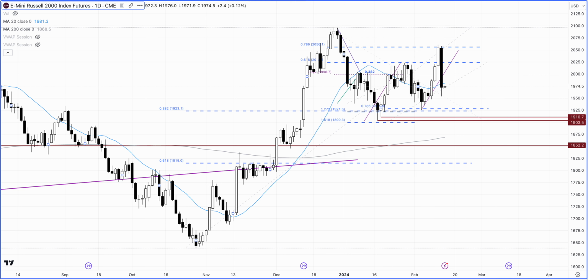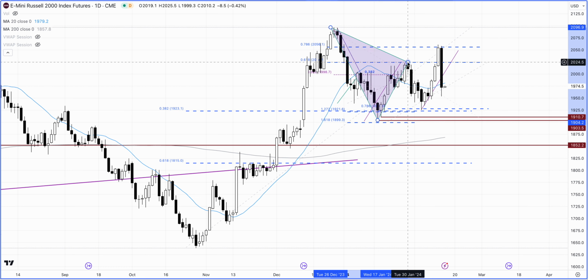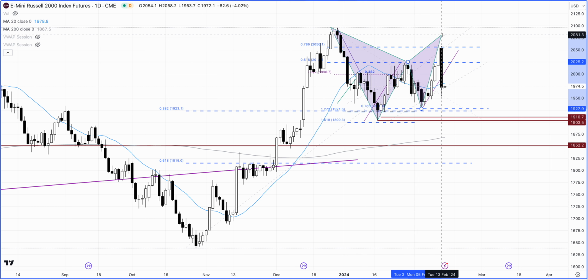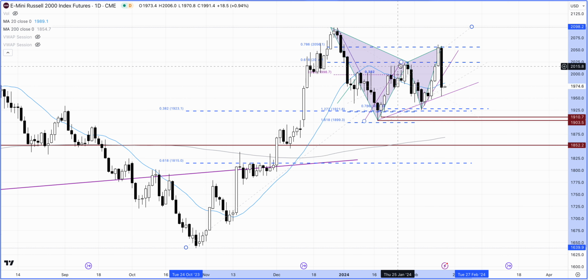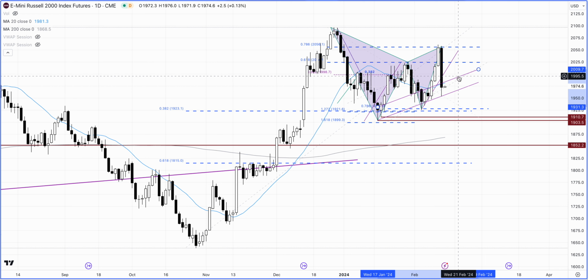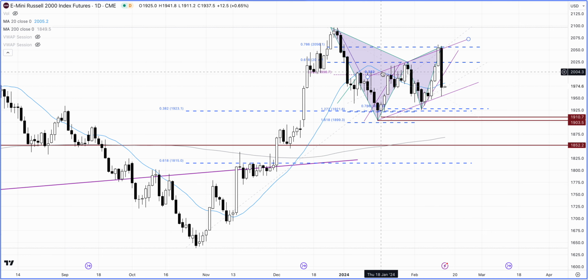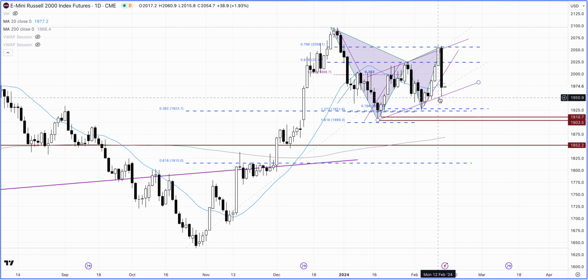Now this is a pattern of its own, because this was an ABCD right to this 78.6% retracement, and the price found a lot of resistance here. But we are also forming this pattern of higher highs and higher lows. If we were to just take this channel formation, maybe it's some sort of a wedge formation, but we can say it's a channel formation, and it reached the top of the channel, and now it's really at the bottom of the channel.